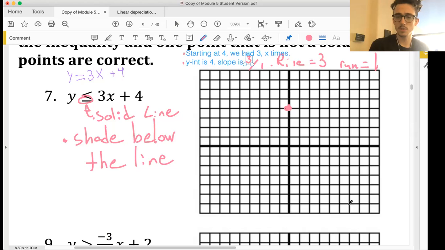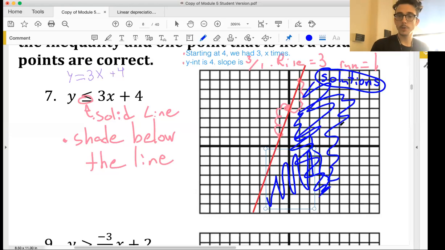Maybe take this time now, try graphing this, and we'll touch base in a second. Your line should look something like this. Again, you're starting at 4. You're going over 1, up 3. Your line looks like this. We shaded below the line. It's a solid line. So I showed all of that.